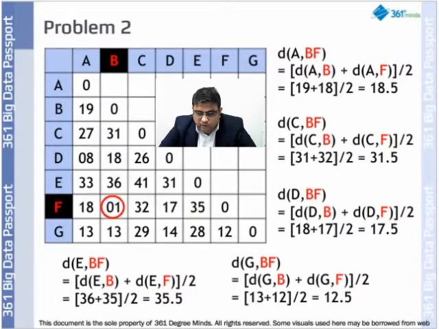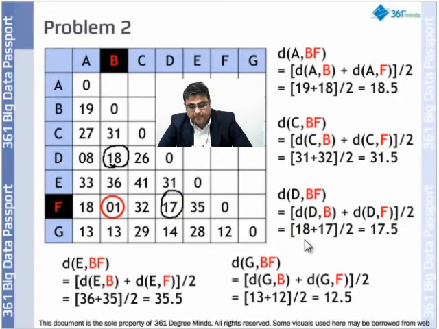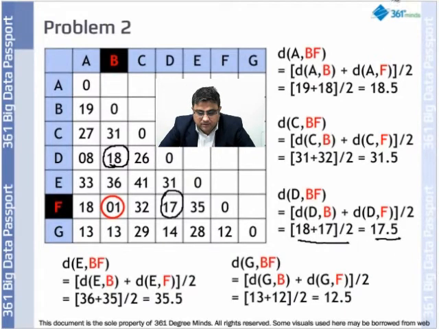I would request you to calculate D and BF. Live students could calculate it on the paper. Recorded students could pause and do it. You could do E and BF. And finally G and BF.